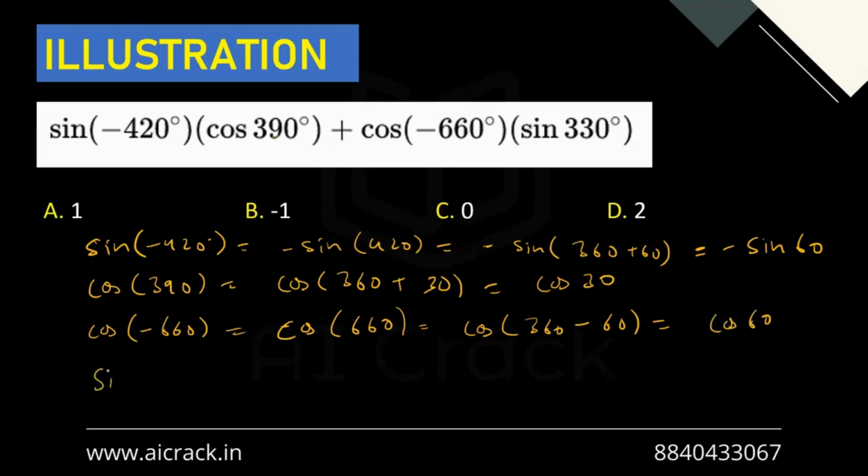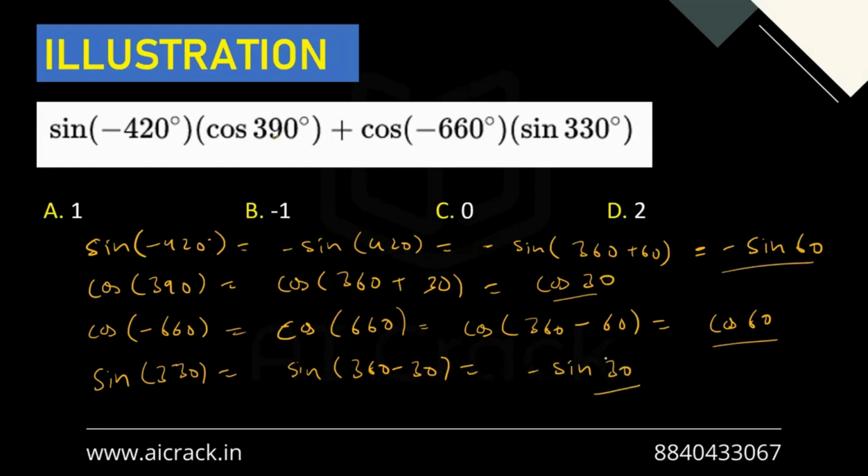Now if we talk about the last one, sine of 330 degrees. That is nothing but sine of 360 minus 30. So sine of 360 minus 30, basically this is in fourth quadrant, and in fourth quadrant we have a negative sign for sine, so that becomes minus sine 30 degrees. Okay, so now we have got all these favorable values. You can just simply calculate the answer.